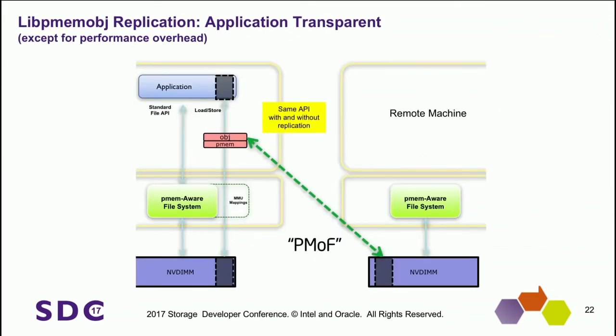So the other kind of cool thing about these libraries is that without changing what API you're using, they can be configured to do replication, right? So they can do this RDMA thing. And we call that persistent memory over fabrics, and there's a whole talk on that coming up at 4 o'clock in this room. So I am sort of whetting your appetite here that there's a built-in RDMA in these libraries as well.